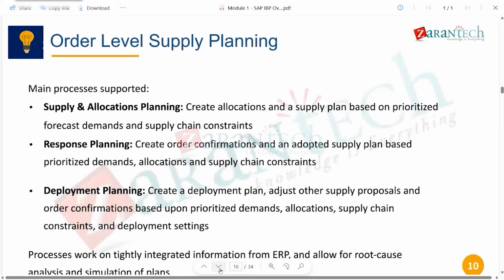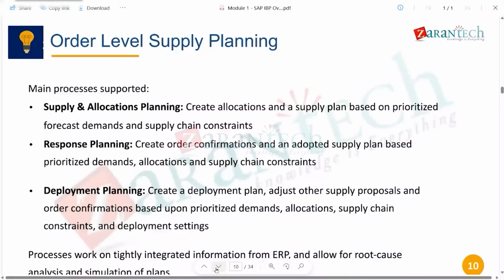Deployment planning is basically creating the deployment plan. The deployment plan is nothing but deploying the plans to the various machines, so that the machines are utilized with a good amount of efficiency and deliver the output which is required by the planner.